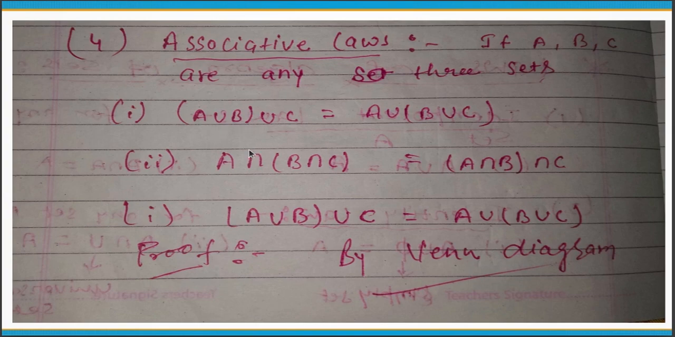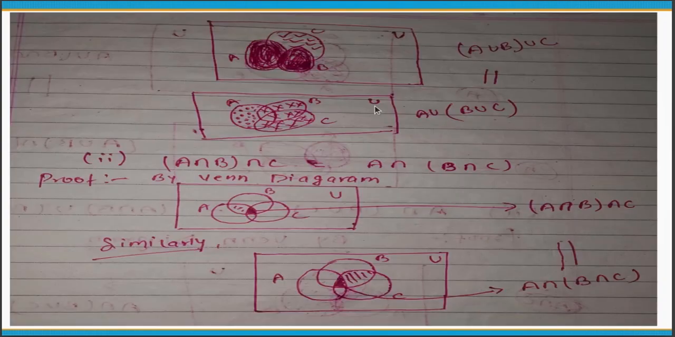Now the associative law. If A, B, C are any three sets, then A union (B union C) equals (A union B) union C. In your lower standard, you have read A plus (B plus C) equals (A plus B) plus C. Similarly, it holds for intersection: A intersection (B intersection C) equals (A intersection B) intersection C. Now let us prove first A union B union C by Venn diagram.